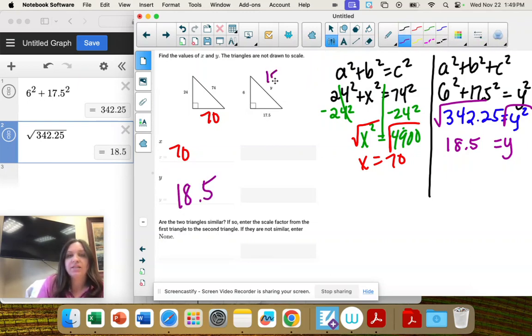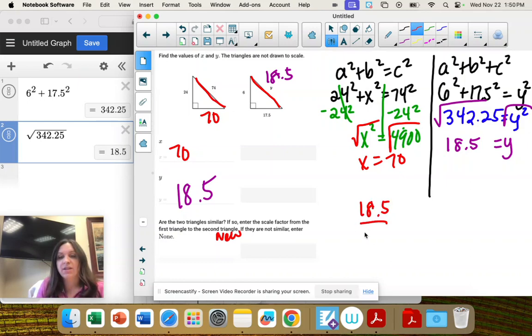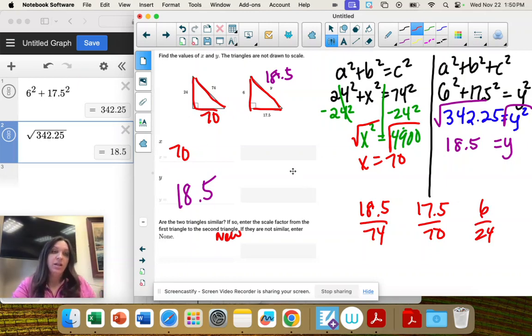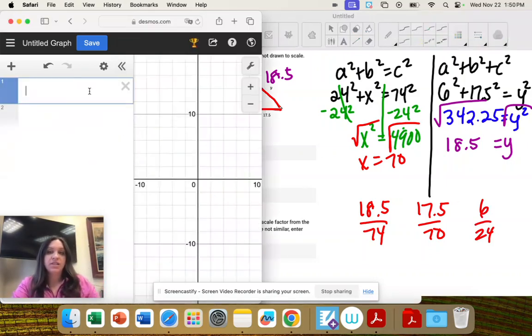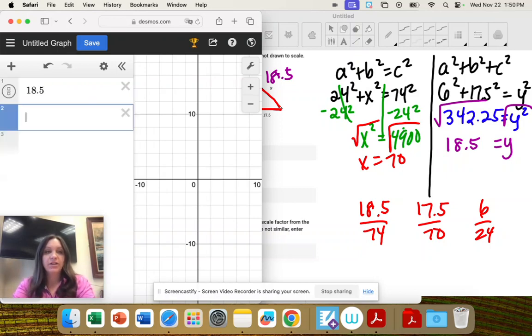And I erase that because now we need to look at our scale factor, and we're going to the second triangle. So I'm going to put those numbers on top. 18.5 over 74, 17.5 over 70, and 6 over 24. So if those are all equal, then we have a similar triangles scenario. If they're not, then we don't.